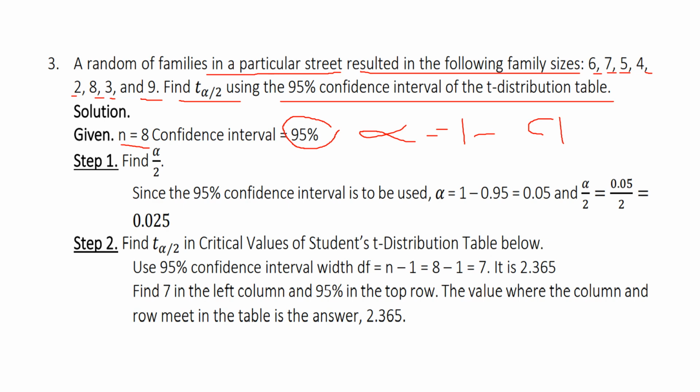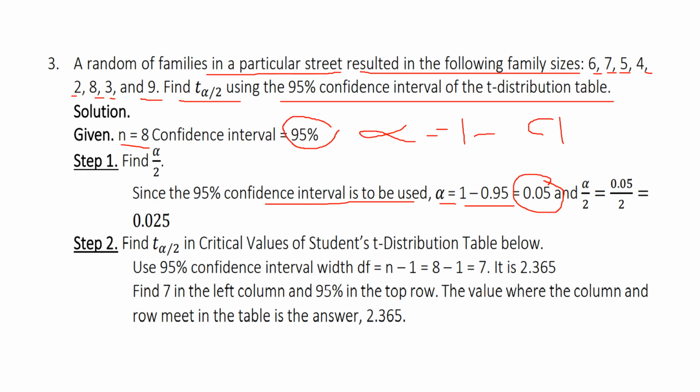So find the alpha over 2. Since a 95% confidence interval is to be used, then your alpha, or your level of significance, is equal to 1 minus 0.95, or simply 0.05. If we're asked to compute for alpha over 2, since we're dealing with the two-tailed test, we need to consider both the left and right side of your normal curve. So your alpha is 0.05 over 2, or simply equal to 0.025.